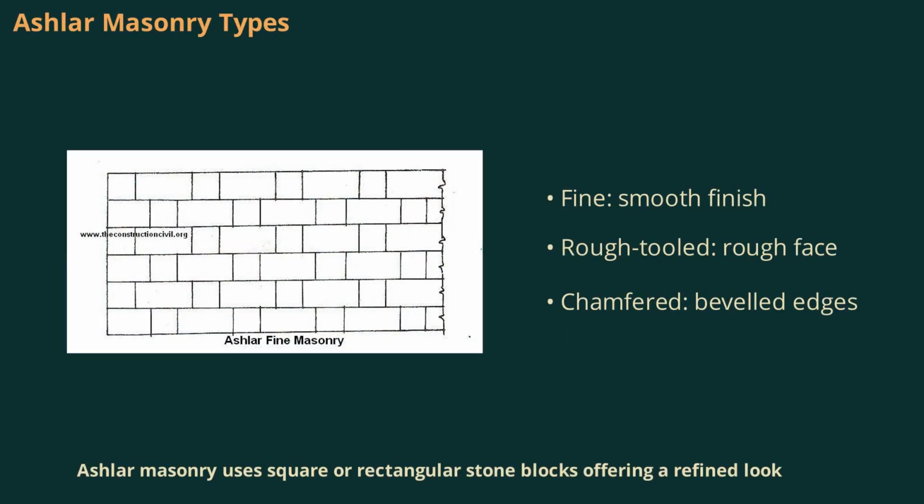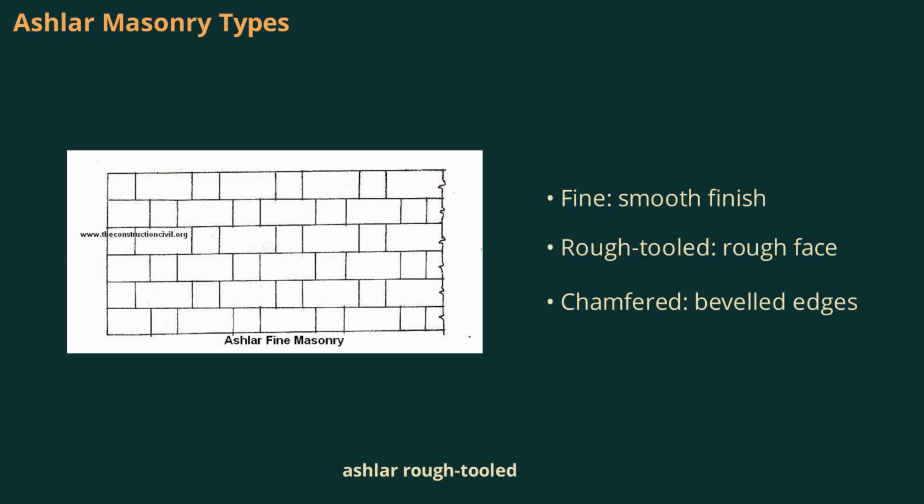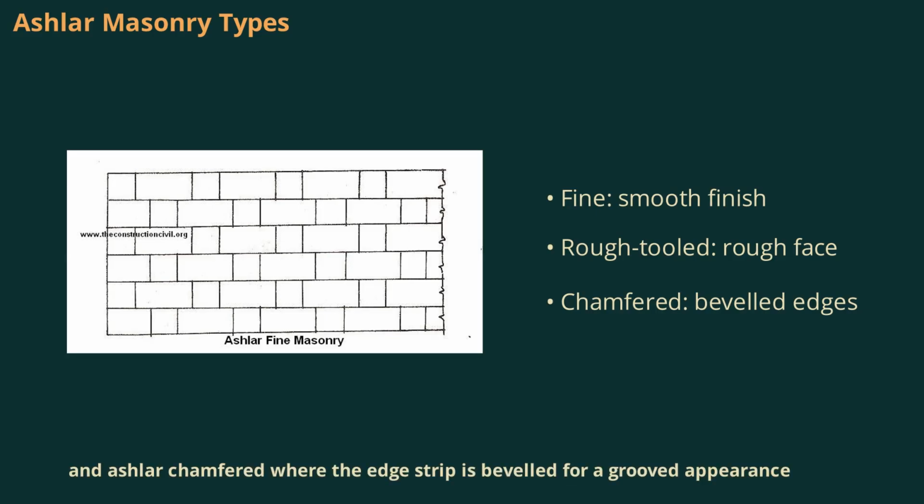Ashlar masonry uses square or rectangular stone blocks, offering a refined look. Types include ashlar fine masonry with finely chisel-dressed faces and thin joints for a smooth finish. Ashlar rough tooled, where only the beds and sides are smooth and the face is rough. Ashlar rock or quarry faced, with a chisel strip around the edge and a rough central face. And ashlar chamfered, where the edge strip is beveled for a grooved appearance. Each type balances cost, appearance, and structural needs.